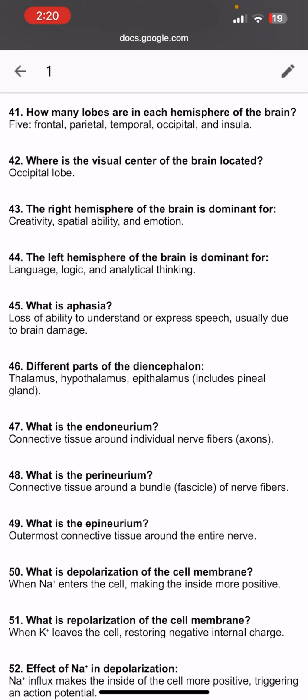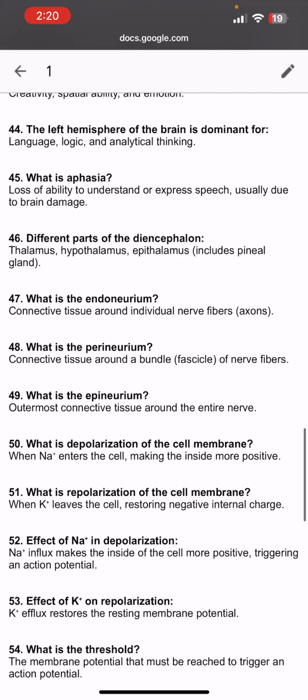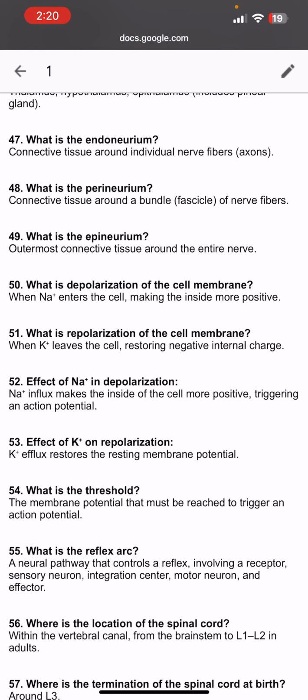Aphasia is the loss of ability to understand or express speech due to brain damage. The diencephalon has the thalamus, hypothalamus, and the epithalamus, which includes the pineal gland. The endoneurium is connective tissue around a bundle of nerve fibers. That bundle can also be called a fascicle. What is the epineurium? The epineurium is the outermost connective tissue around the nerve.